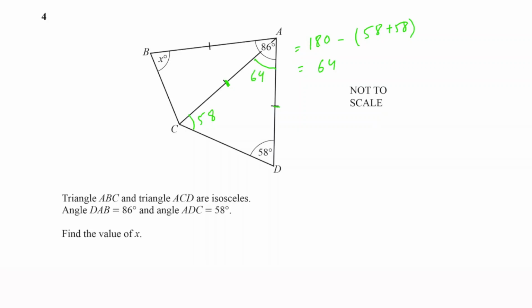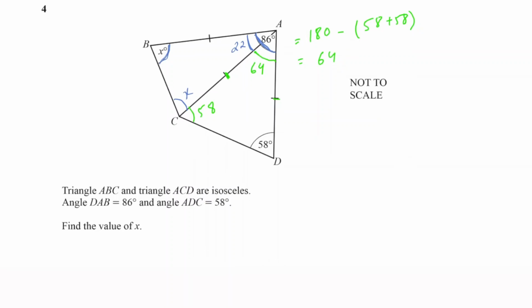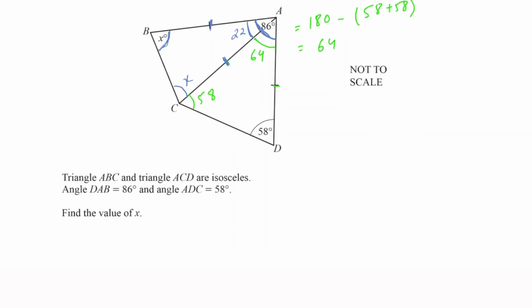Okay, so in the same way, if this is 64, this whole angle, I can show you with another pen, this whole angle is 86, right? So this angle will be equal to 86 minus 64, that is 22. 86 minus 64 is 22. So this is x, and this should also be equal to x, right? Because it's also an isosceles triangle. This side and this side are equal, so the angles will also be equal to each other.